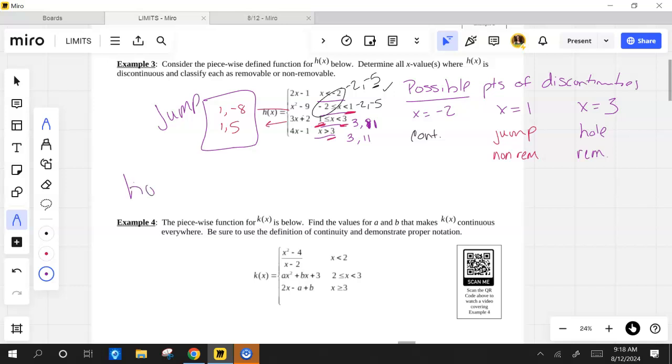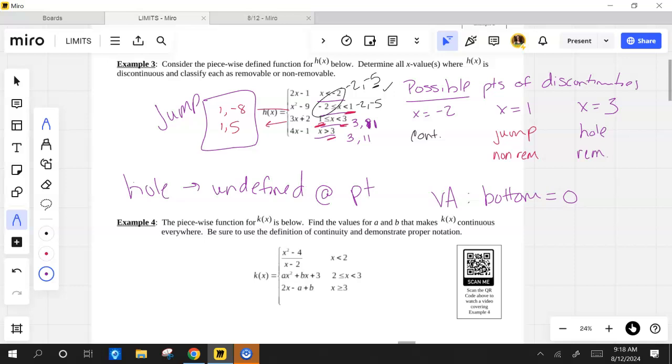A hole means it's undefined at that point, just at that one point. Vertical asymptote, bottom equals 0. It's like if one of those had a, like one of those is like right there.